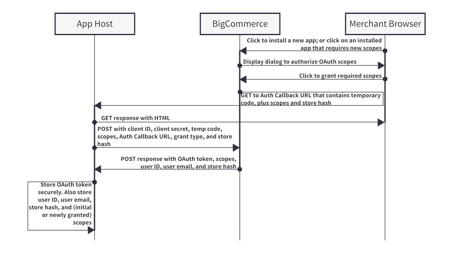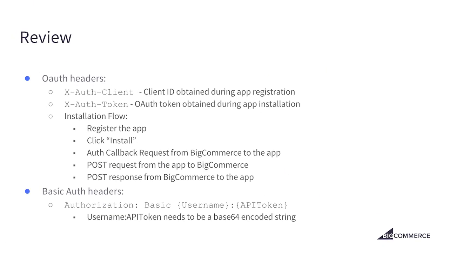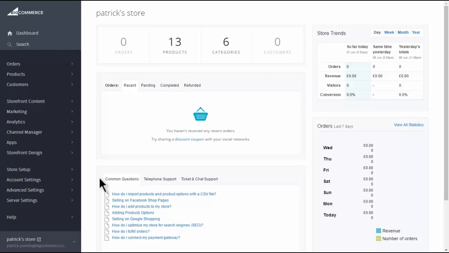Now that we've covered the steps involved in obtaining the authentication token for OAuth apps, let's discuss the steps for obtaining the token for a basic Auth app. Basic Auth apps use an authorization header. The value of this header is obtained by using a username and a token that is specific to a single store. We'll start by generating the username and token.